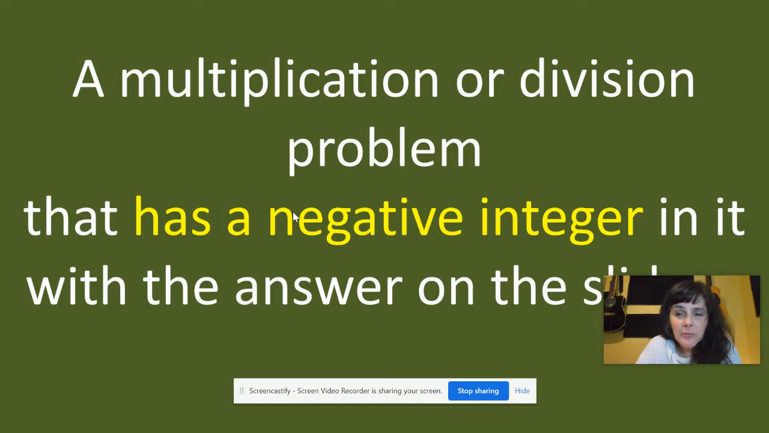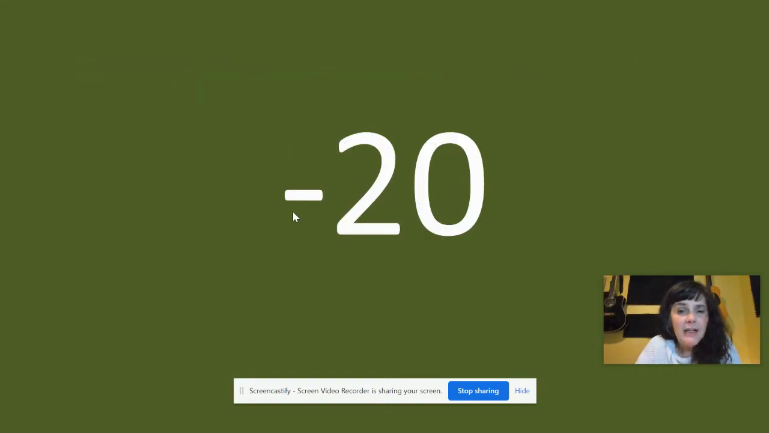Okay, so these next ones you get to be a little bit creative. We're looking for a multiplication or division problem that has a negative integer in it, with the answer that's on the slide. Let me give you an example. There's negative 20. I want you to think of a math problem that's either multiplication or division that has a negative in it that ends up with negative 20.